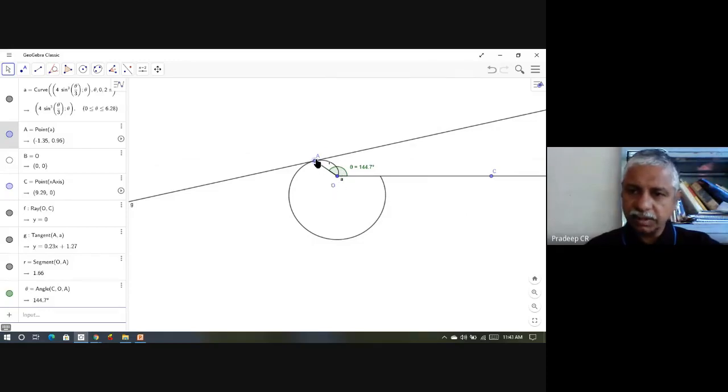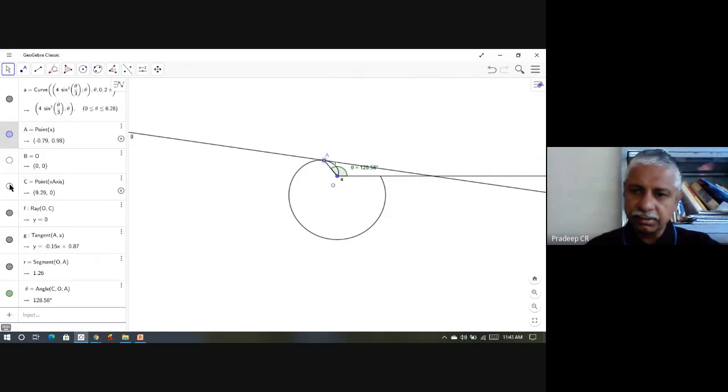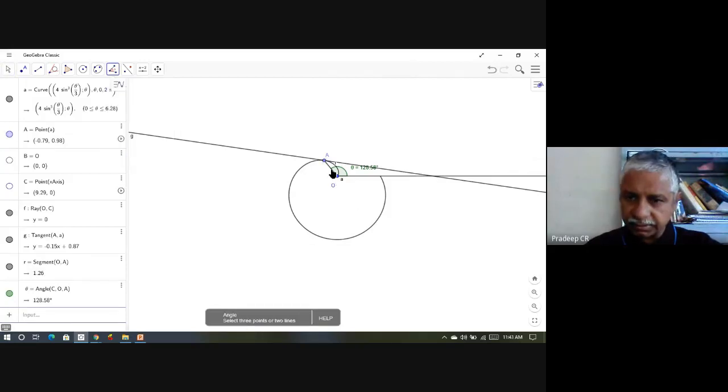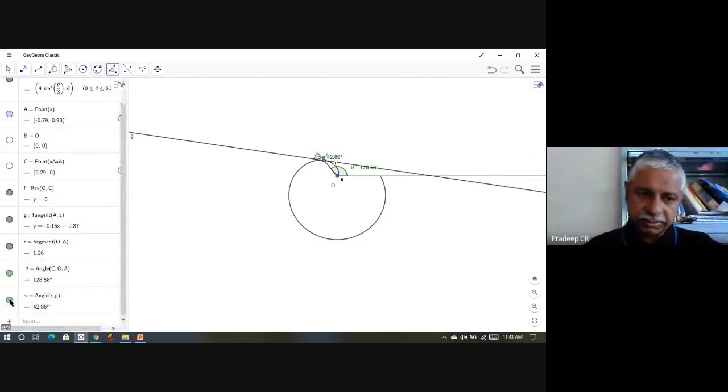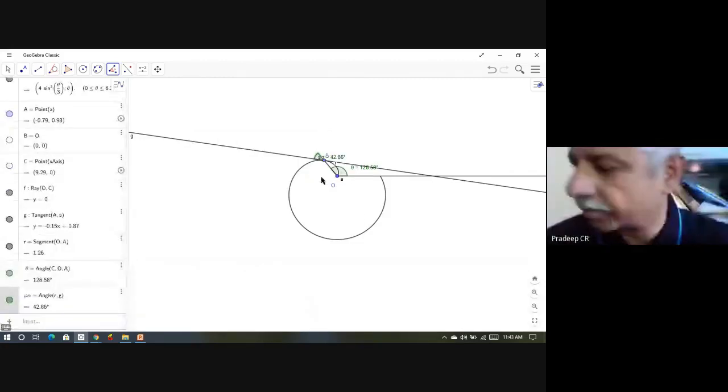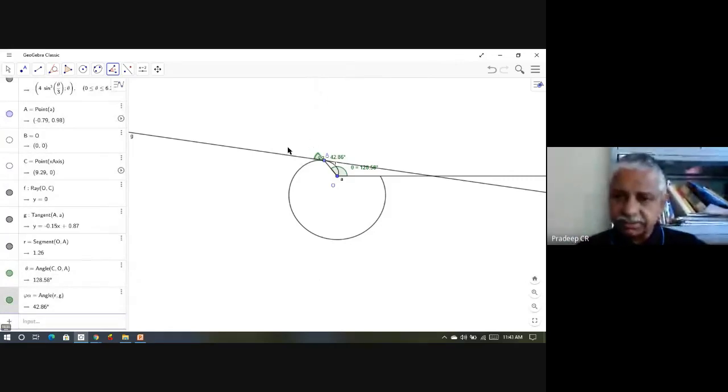Yeah, and now I want this angle, the slope of this. This is theta, here phi is what I want. Phi means I want the angle between this segment R and this tangent. See, this is what is called phi. So it's phi, it's here. Okay. And this angle is psi, I don't need to show that.